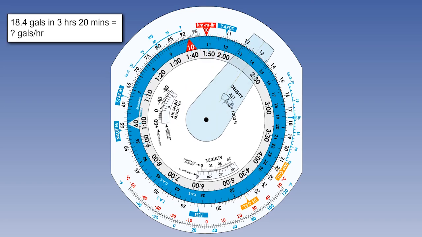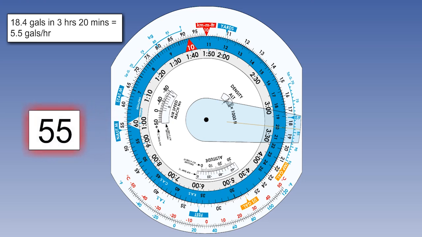First, align 200 minutes on the inner scale, that's 3 hours and 20 minutes, with 18.4 on the outer scale. Read off 55 on the outer scale against the 60 index on the inner scale. The mental division gave us a figure in the region of 6 gallons per hour, so 5.5 gallons per hour is the correct answer.